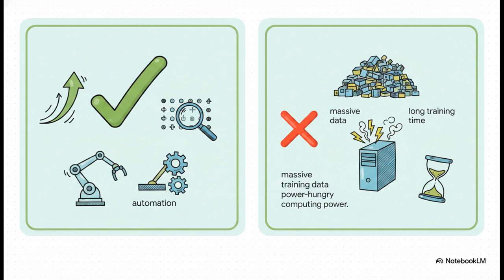But to achieve all that accuracy, there are some serious limitations. They require a staggering amount of massive data to train on. Plus, all that intense math in the hidden layers demands high computing power, which leads to super long training times. So they're brilliant, but they are absolutely not cheap or easy to build.